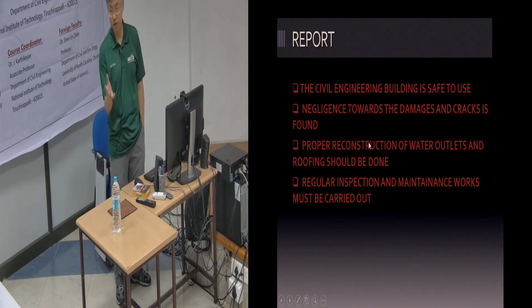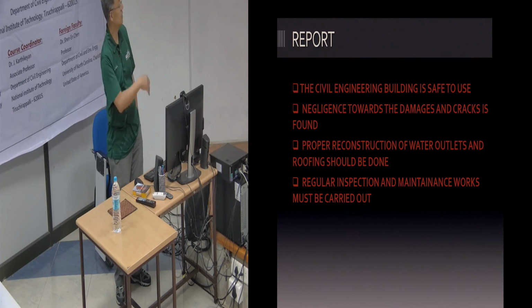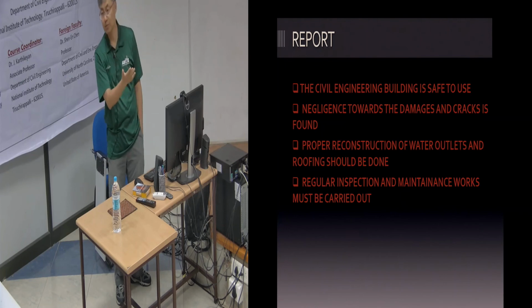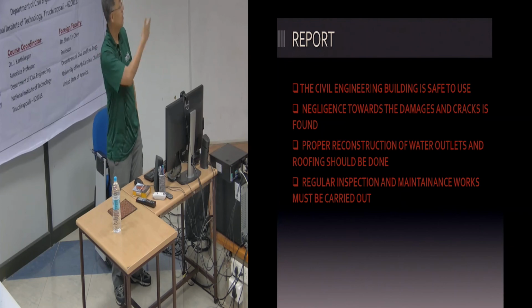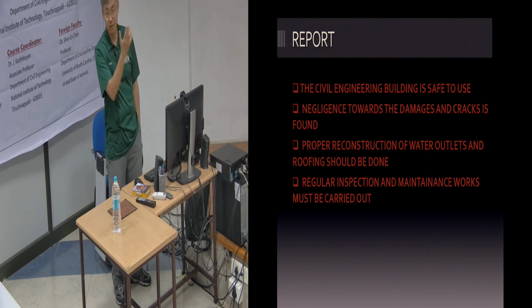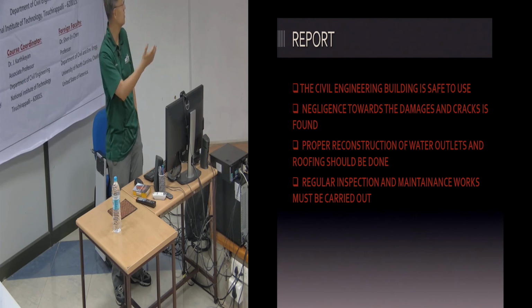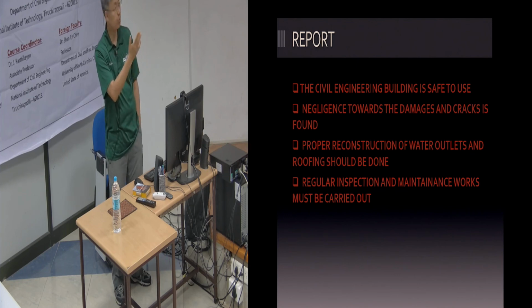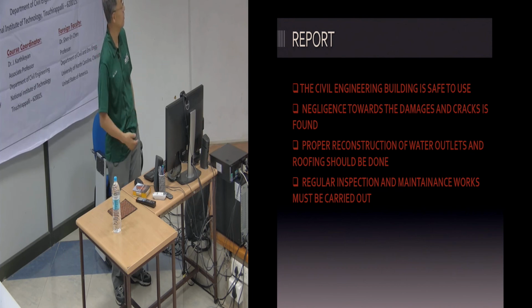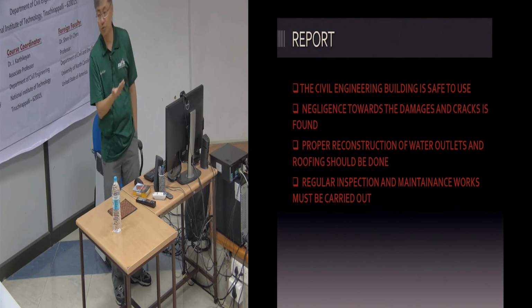And then for the presentation, they report that the building is safe. That's what they agreed upon. But there was negligence, so they should have covered the cracks and damages and so forth. They need proper reconstruction of the water outlets, which everybody agrees on, and the roofing. And then finally, they suggest that there should be regular inspection.